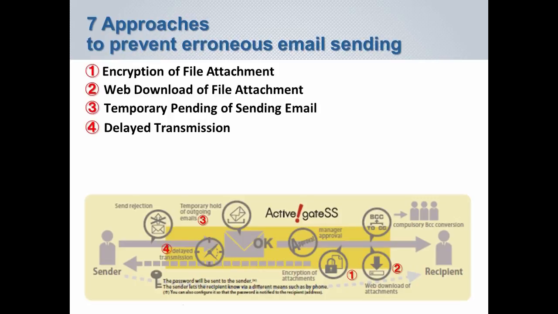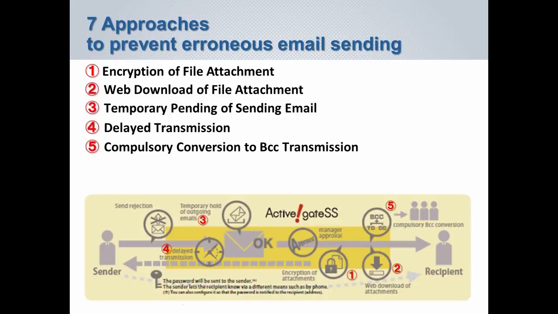And the fourth is delayed transmission. This function is used in combination with the temporary pending function. For example, when an email contains both an external domain and an internal domain as destinations, the email to the internal domain is sent first, and the email to the external domain is held.